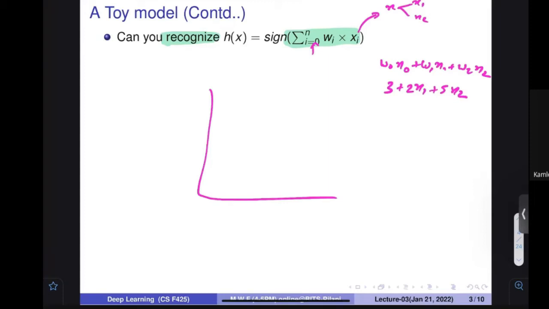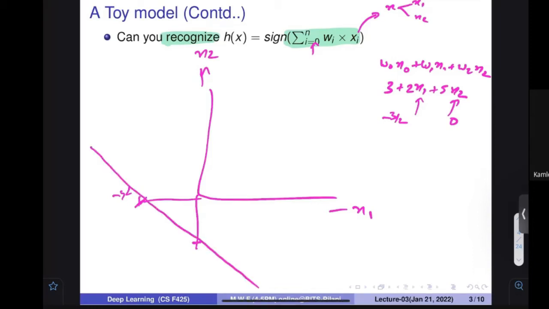It comes out that if x2 is equal to 0, then x1 is equal to minus 3 by 2, and this particular value becomes 0. In the same way, if x1 is equal to 0, then x2 is equal to minus 3 by 5, and it is again 0. This equation looks like this kind of line. This equation comes out to be this particular line.